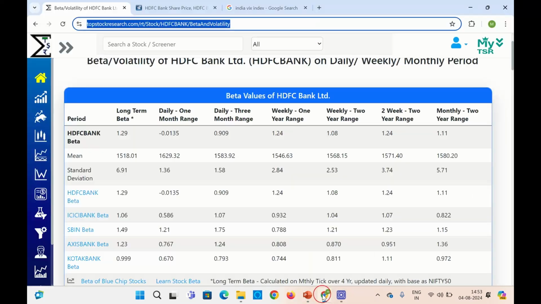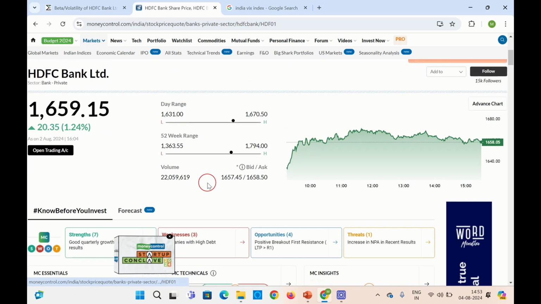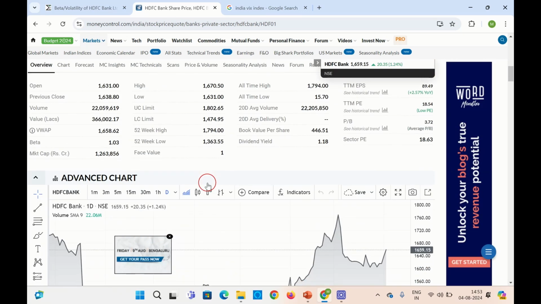Say we'll take the same example of HDFC. I've gone into the portal of Money Control now. So you can see the value of beta, which is 1.03. This is for HDFC. Okay. So now what does this 1.03 mean?